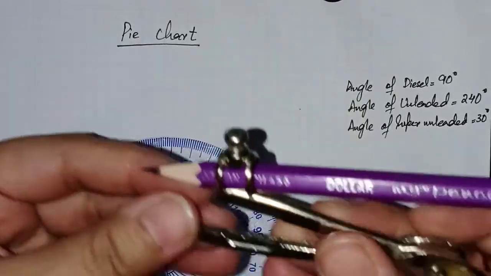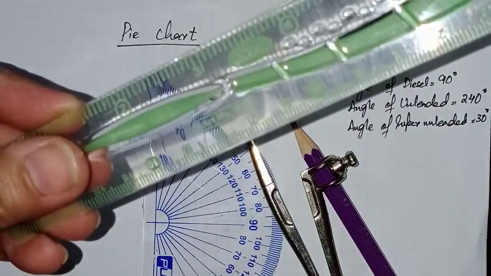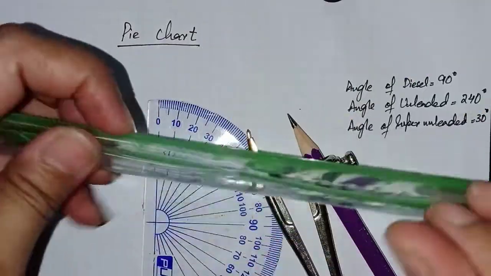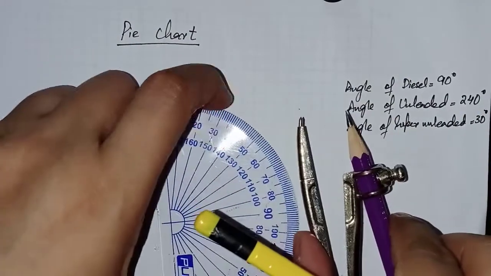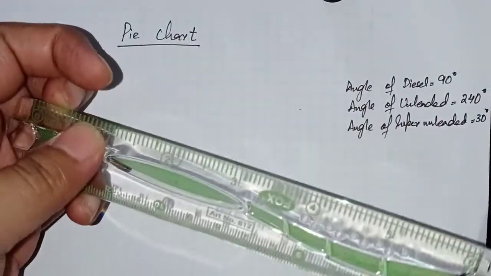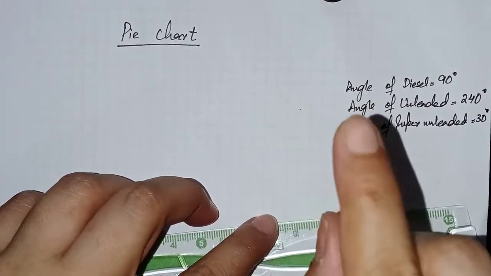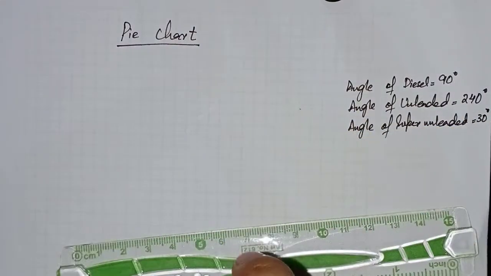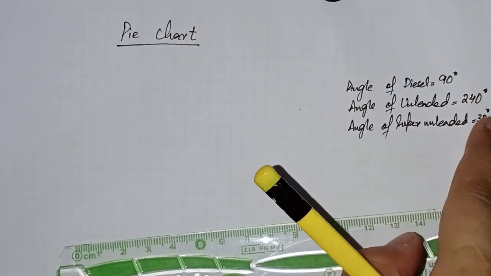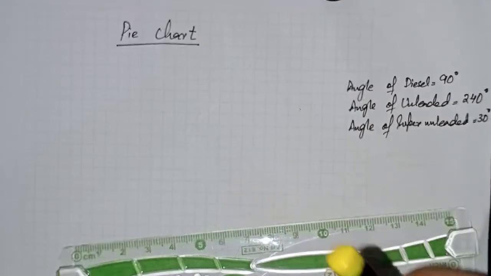A compass, a ruler, and one pencil. First we will draw the radius of the circle. The radius of the circle will depend on us. Sometimes in the question the radius is already given, or maybe the circle is already drawn. Then we will just draw these angles on the circle, and one or two angles may already be drawn.